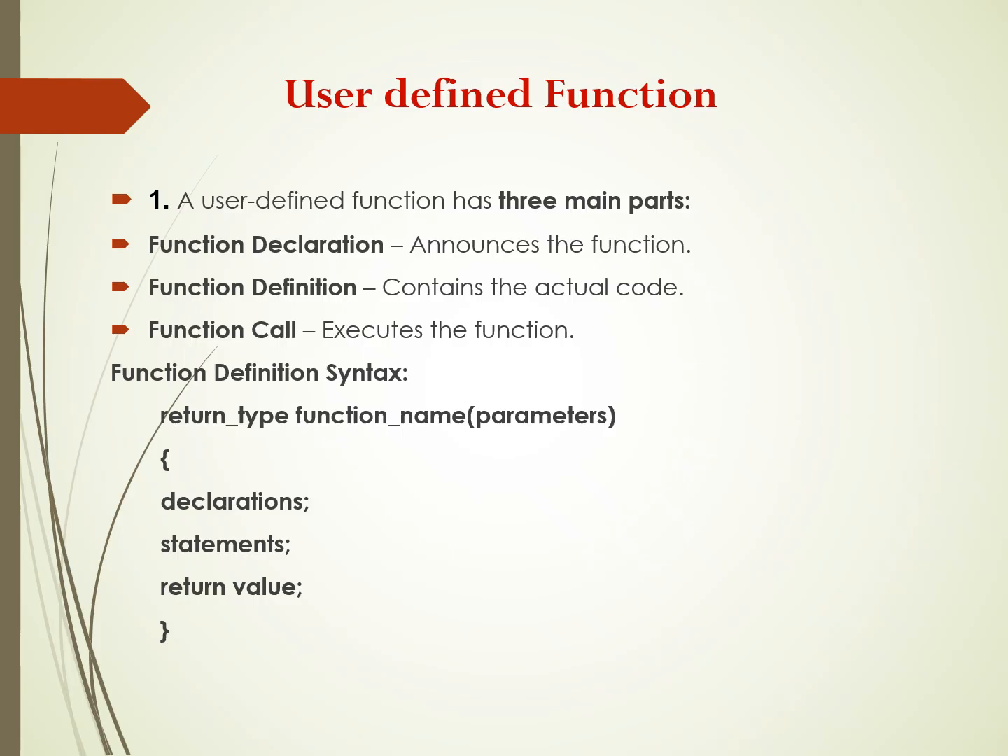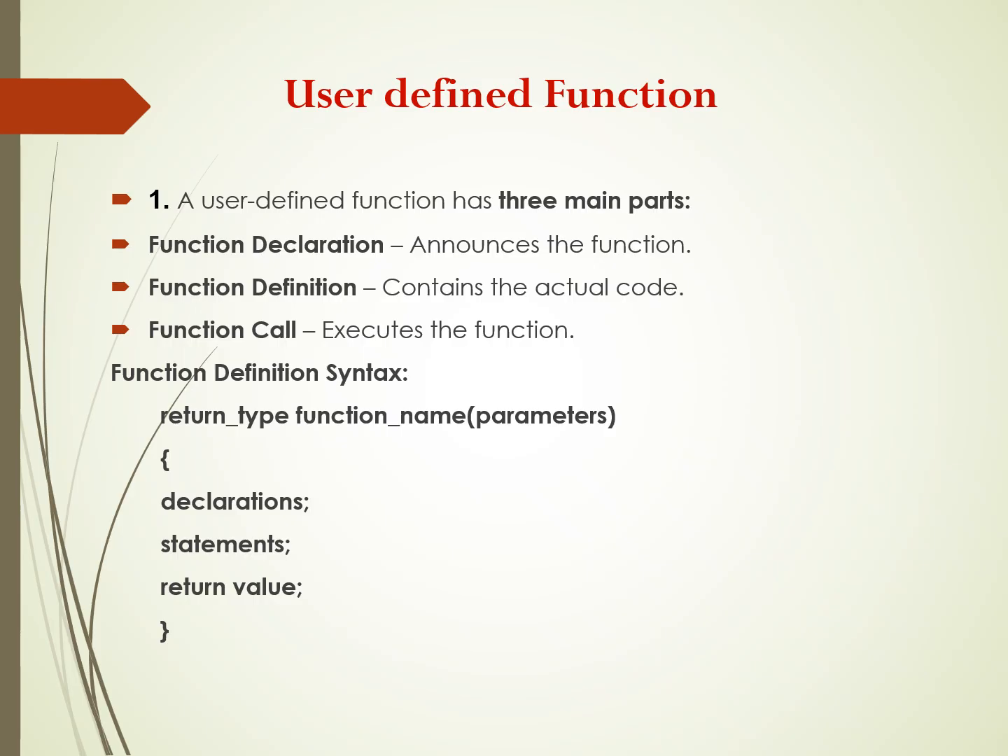The second part is function definition. This is where the actual implementation of the function is written. It contains all the statements that perform the required task. The function definition begins with the return type, followed by the function name, and then we have to write down the parameters. Inside the curly braces, we write the declaration, executable statements, and finally the return value if the function has a return type.